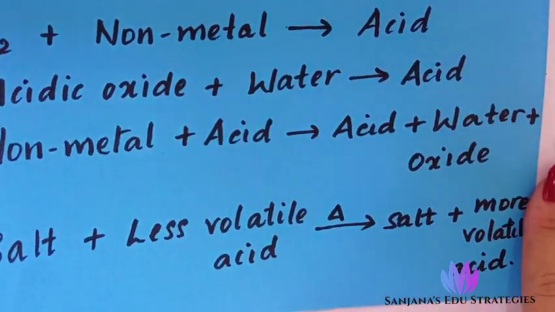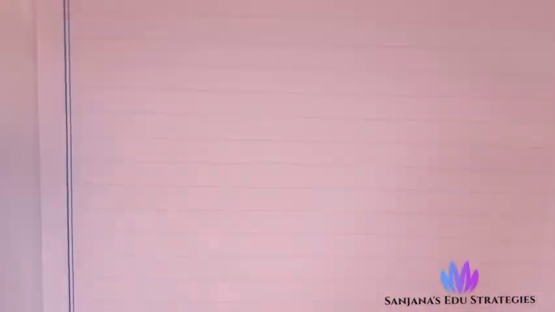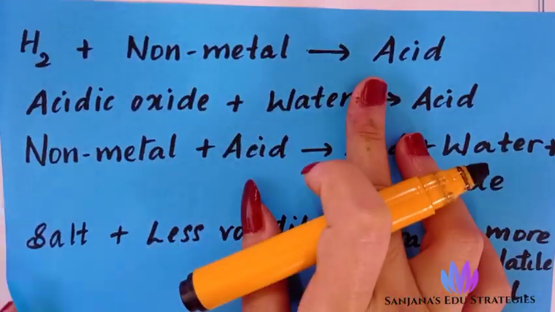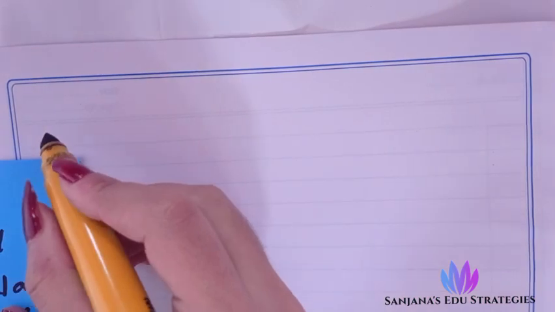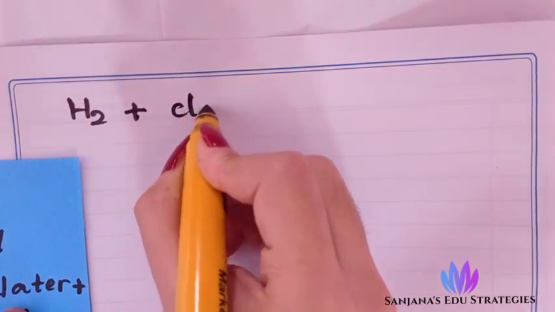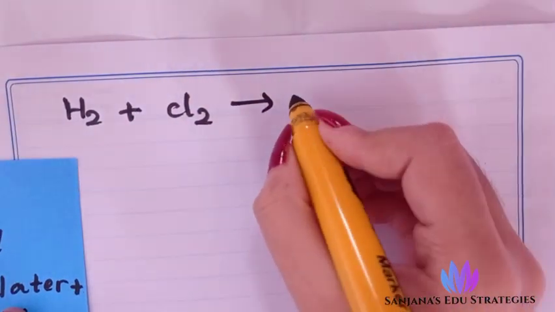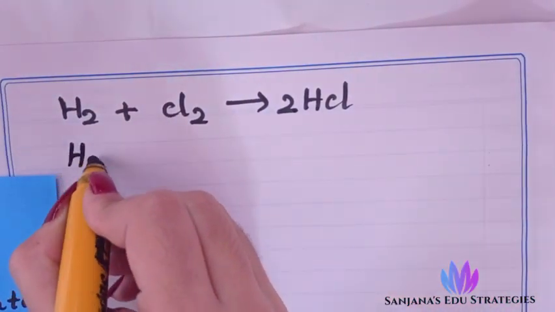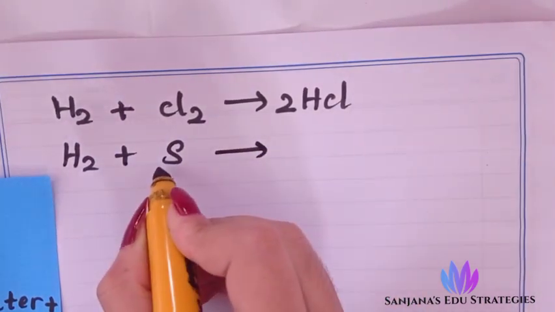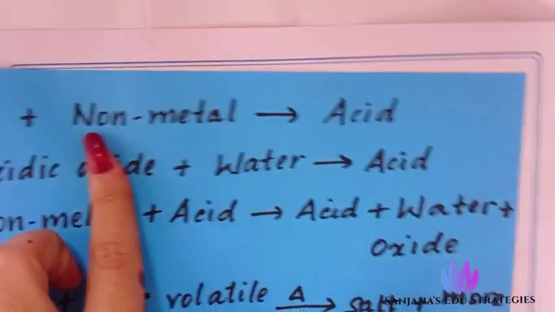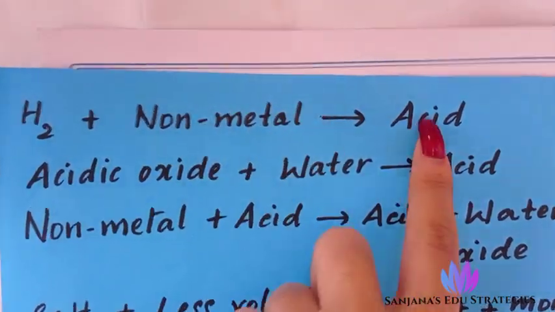Now based on this we will write the equations. We'll see an example for each. Now see carefully. First one is hydrogen plus non-metal giving an acid. So H2 plus any non-metal, I am using chlorine, gives an acid. HCl will be formed, 2 HCl. In the same way, if I write H2 plus sulfur, it is a non-metal, so it gives H2S. This is an example for the first one: hydrogen plus a non-metal gives an acid.